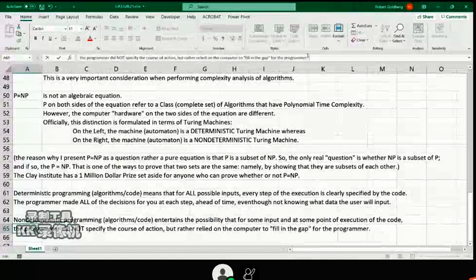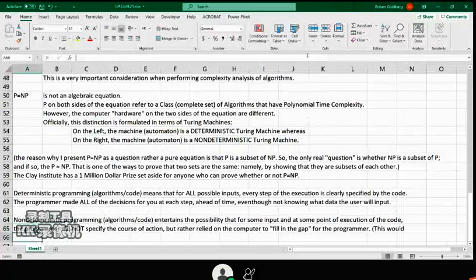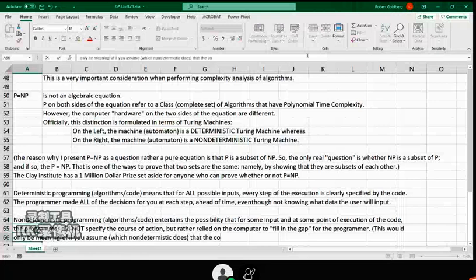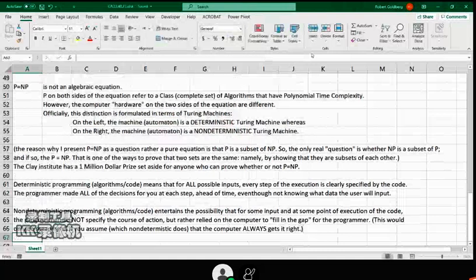This would only be meaningful if you assume, which non-deterministic does, that the computer always gets it right. It's not just making suggestions, it's always making the correct suggestion. Okay? That's very important. We'll elaborate the details in a moment.